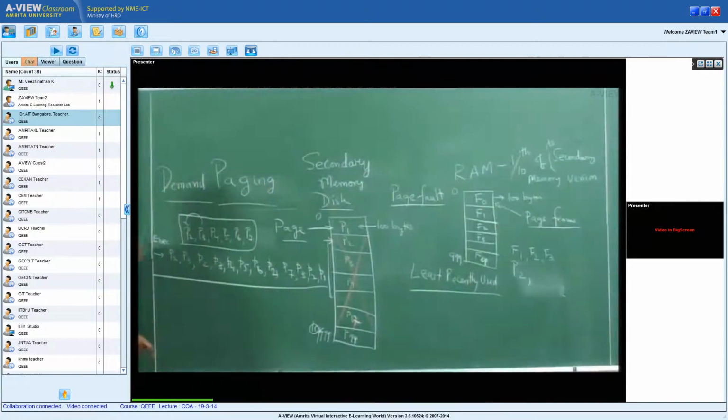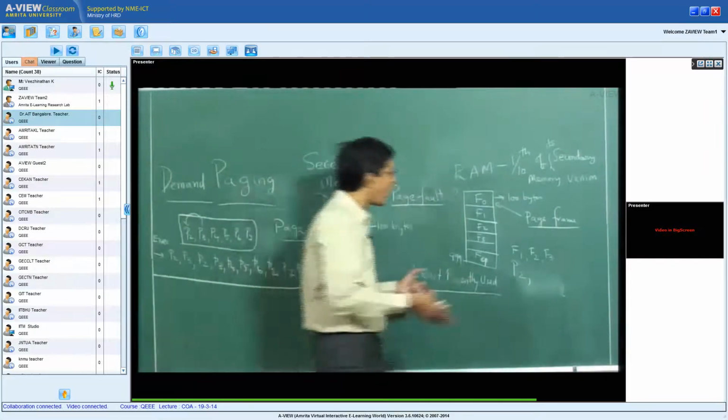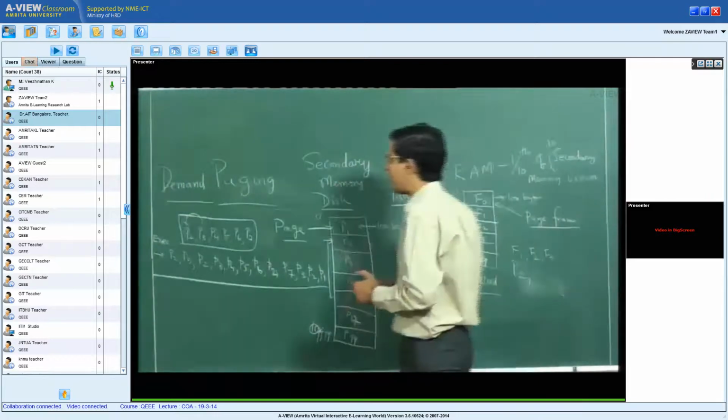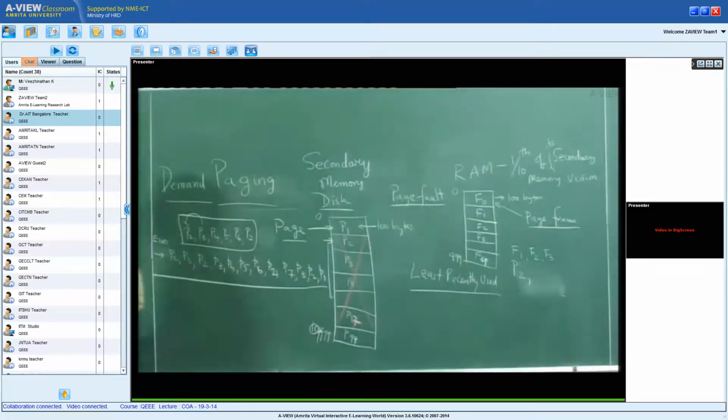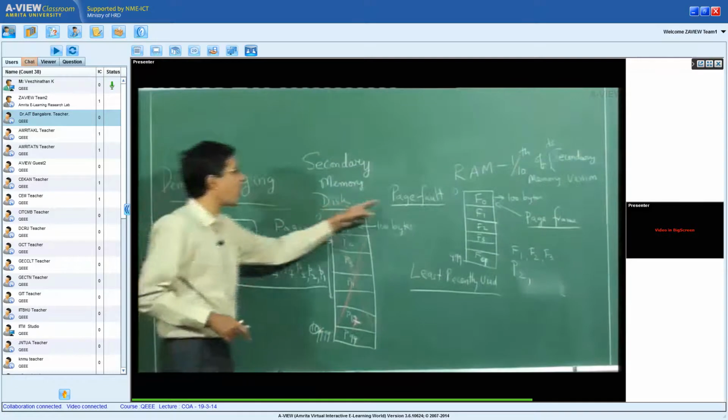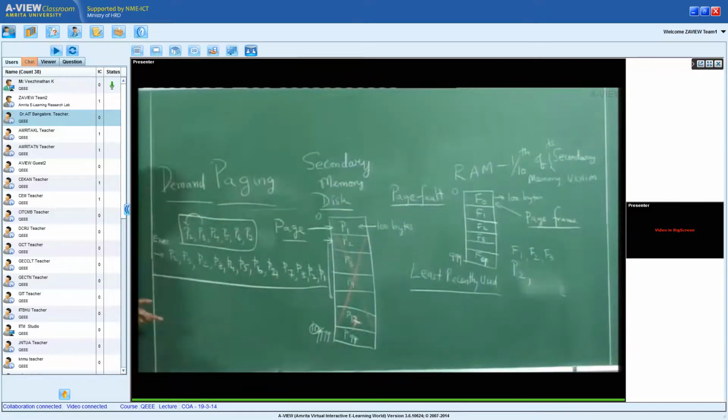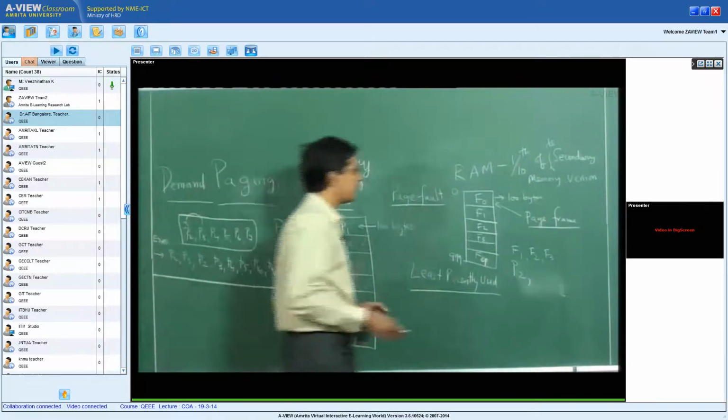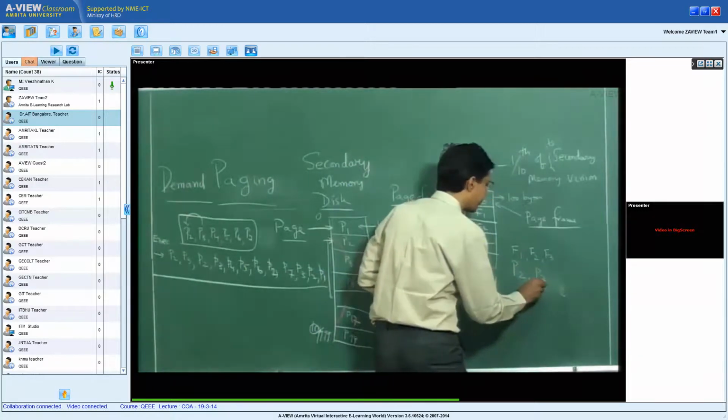Then I execute the instructions in P2, then I go and touch an instruction in P3. Probably even midway of executing P2, I jump to an instruction in P3. Again I find that P3 is not loaded into the memory, into the RAM. This again causes a page fault because that page is not available. So now P3 gets loaded to F2.